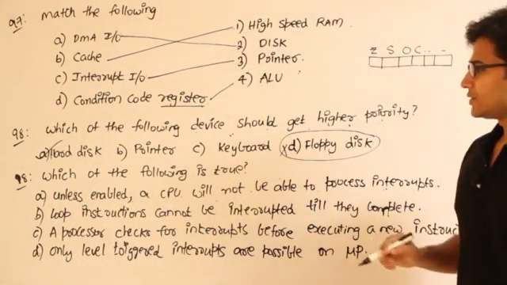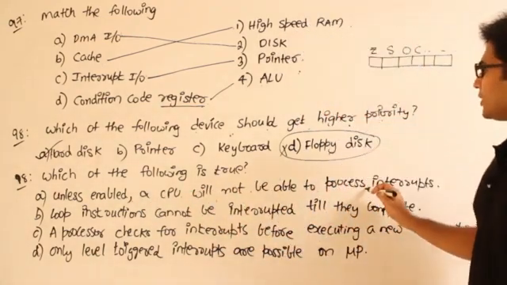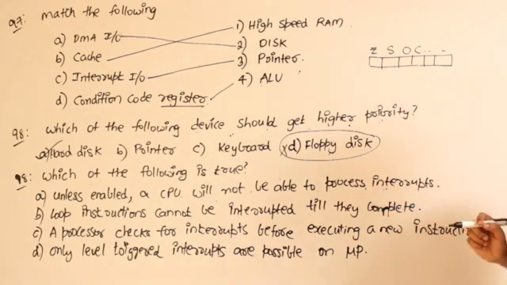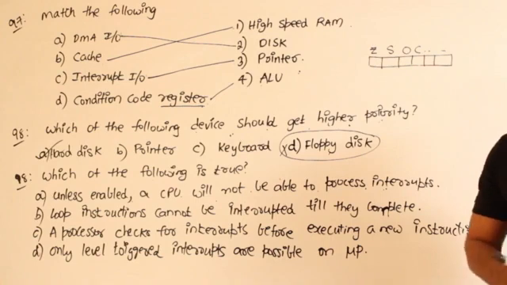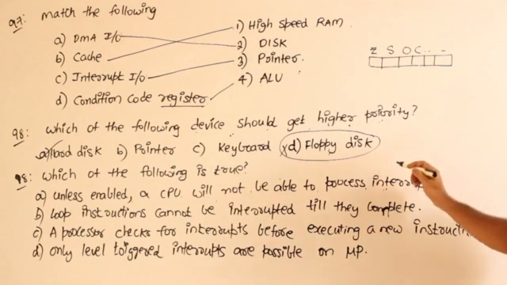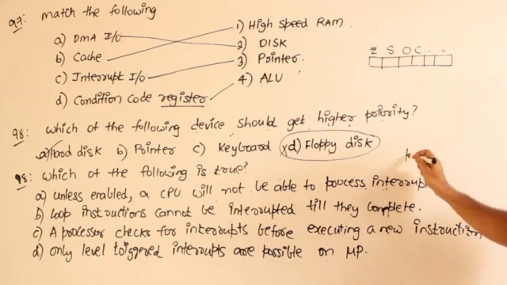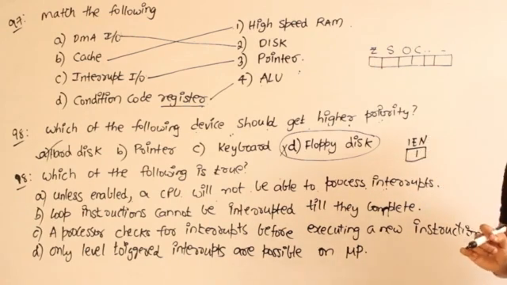Alright, and the next one is, which of the following is true? Unless enabled, a CPU will not be able to process interrupts. What they are asking is, can you put your CPU in some mode such that it will not process interrupts if you don't want it, and allow interrupts only when you want it? For that reason, in our basic computer also we have a flag called IEN, the interrupt enable flag, and if this flag is 1, then only interrupts will be processed and we will get into the interrupt cycle at T0 if there is an interrupt.